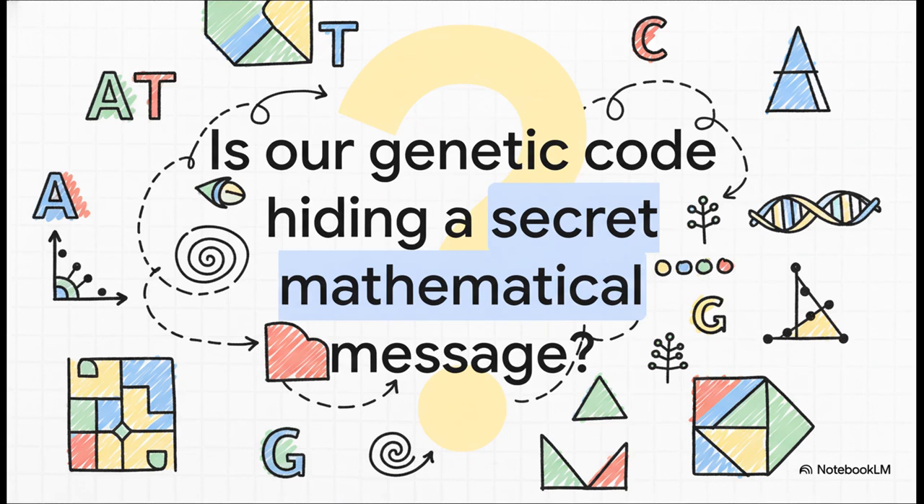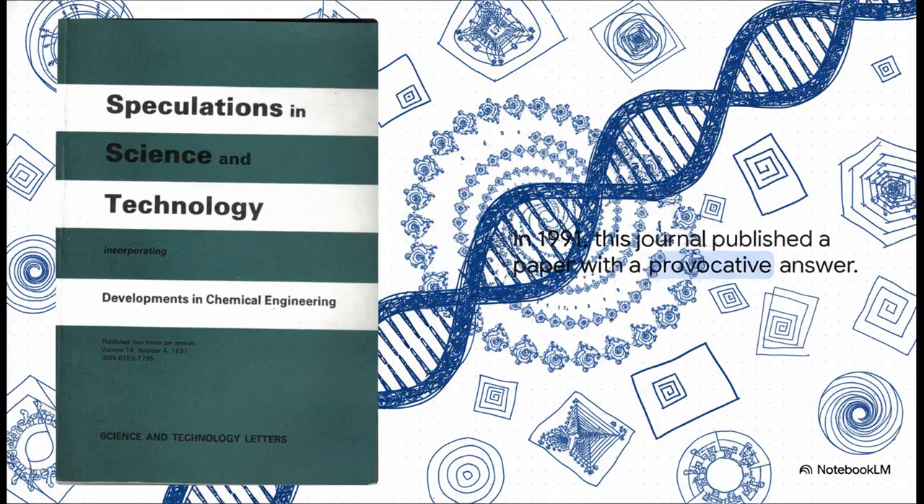Could the sequence of A's, T's, C's, and G's, the very letters that make us who we are, be arranged according to some deep mathematical principle? Is there a message hidden in the code itself? Now, where did this all come from?